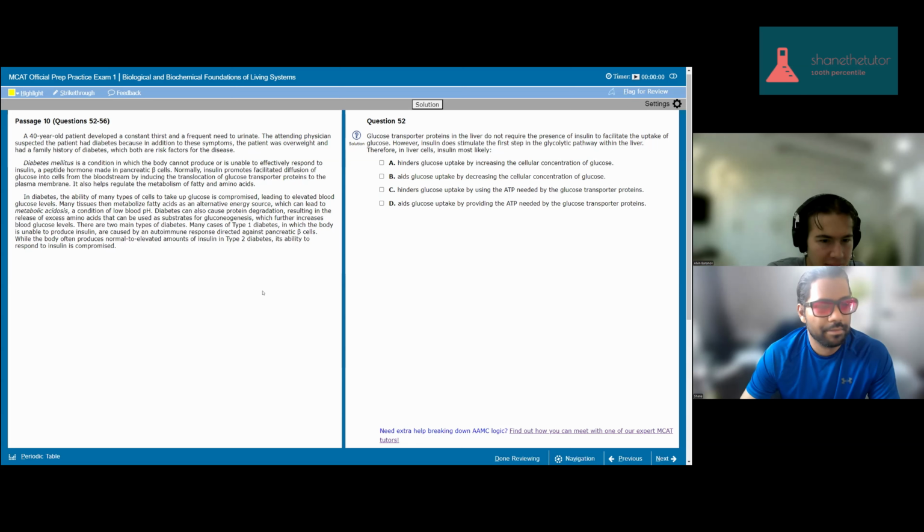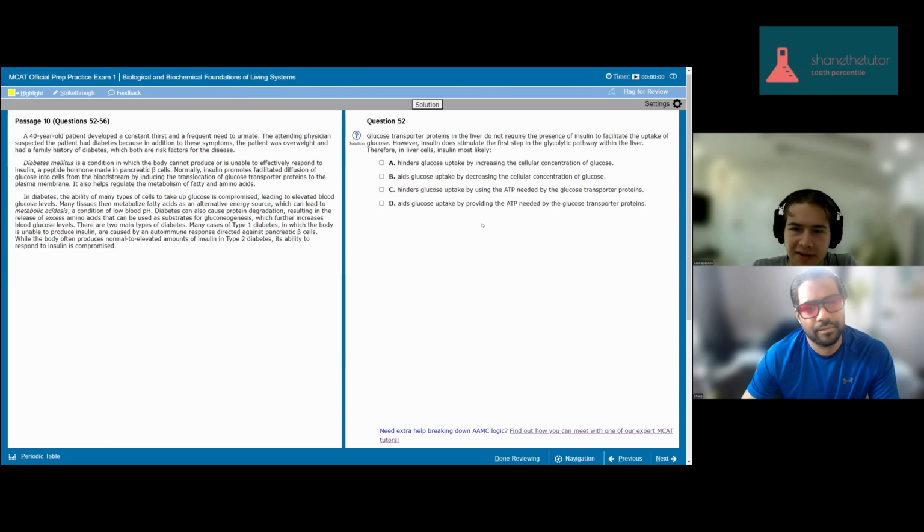There are two main types of diabetes. Type 1 diabetes: unable to produce insulin, B cells. While the body often produces normal to elevated amounts of insulin, in type 2 diabetes, the ability to respond to insulin is compromised.